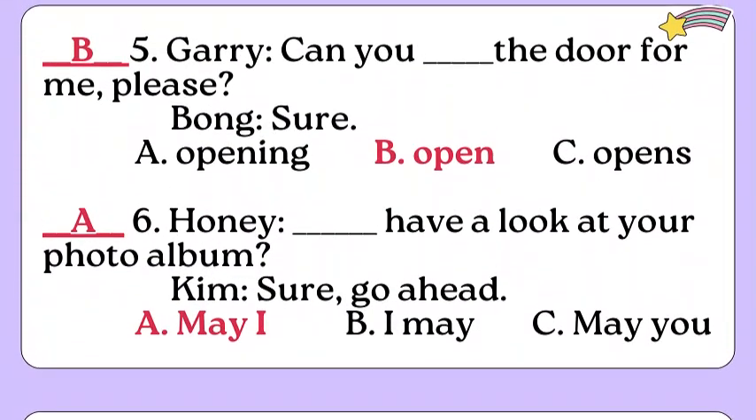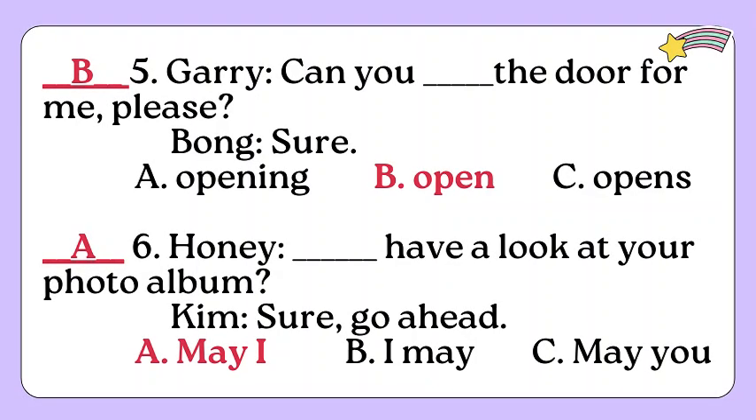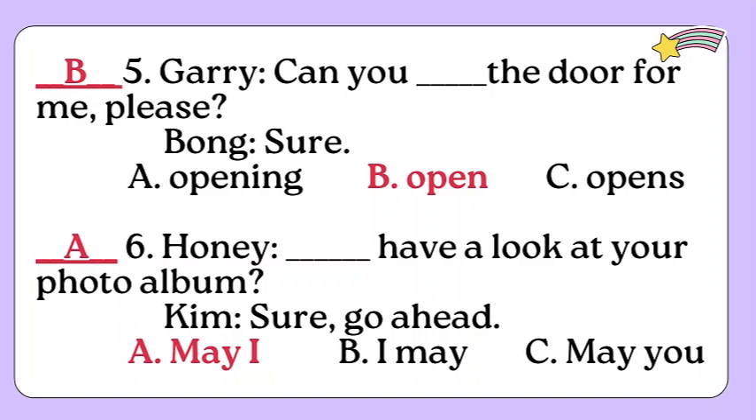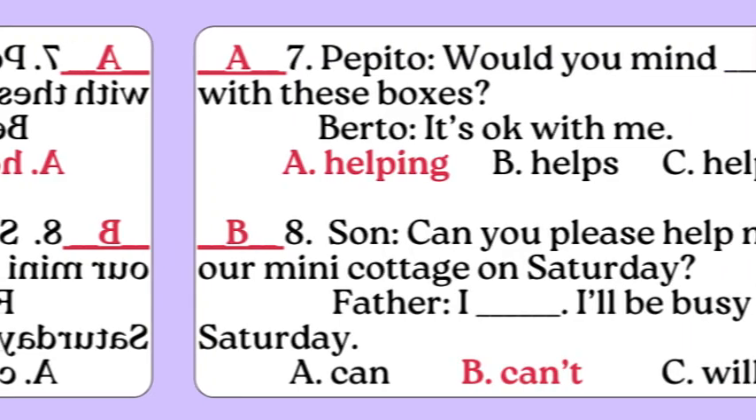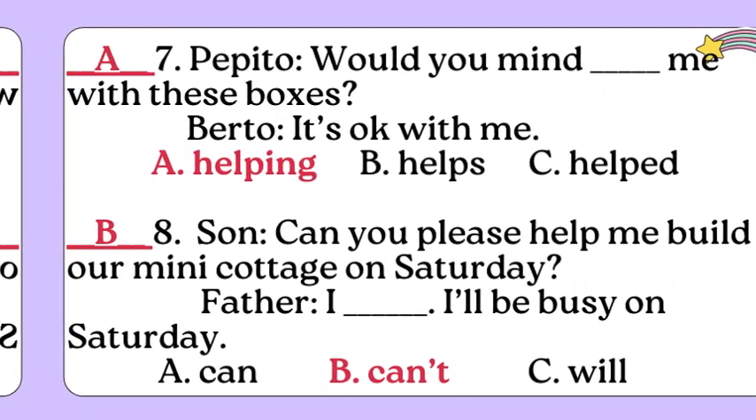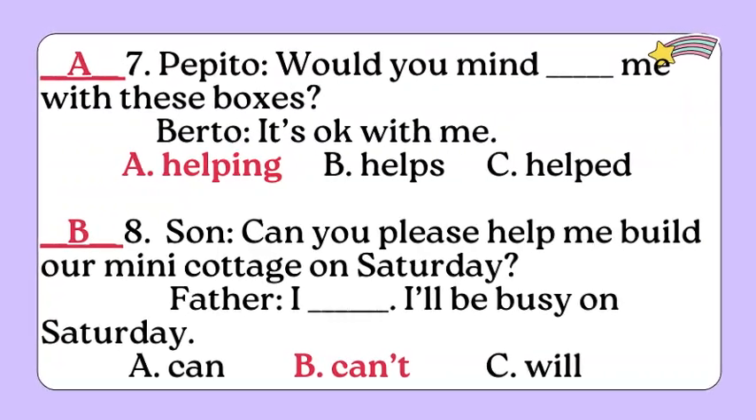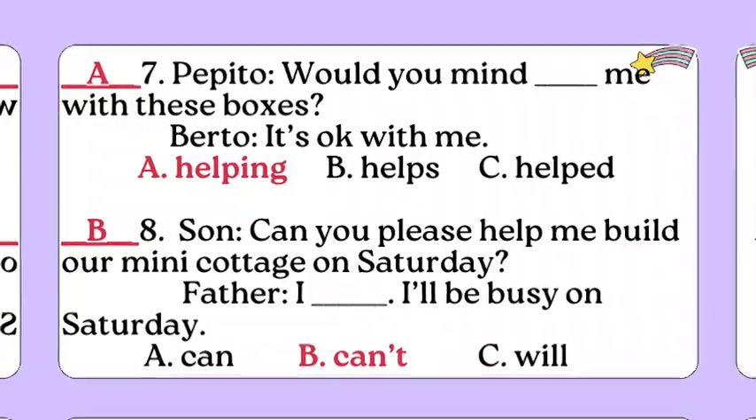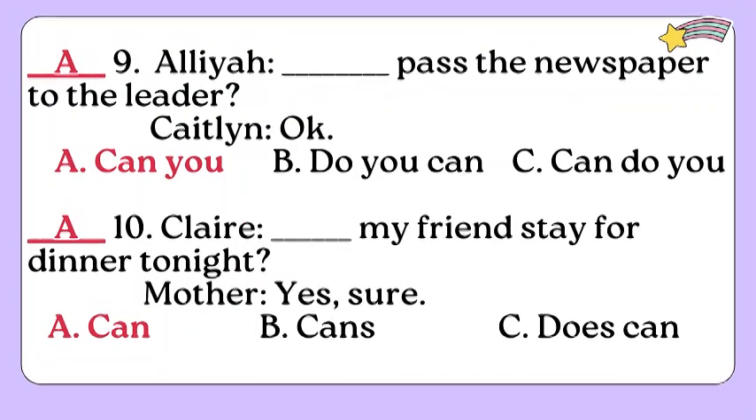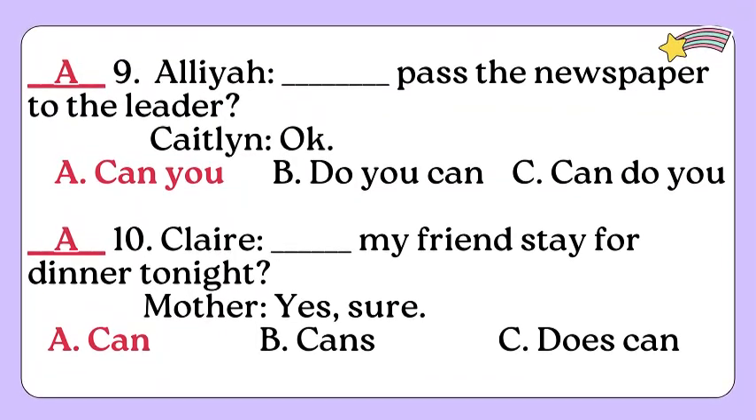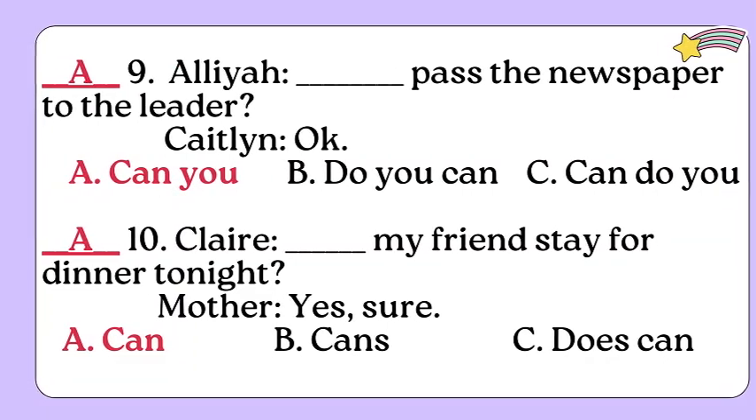5. Can you open the door for me, please? Letter B. Open. 6. May I have a look at your photo album? Letter A. May I. 7. Would you mind helping me with these boxes? Letter A. Helping. Point 8. I can't. I'll be busy on Saturday. Letter B. Can't. 9. Can you pass the newspaper to the leader? Letter A. Can you? 10. Can my friends stay for dinner tonight? Letter A. Can.